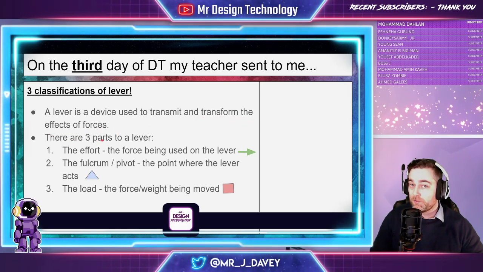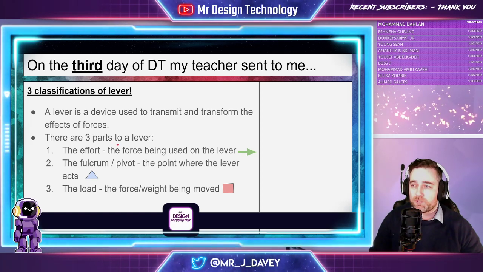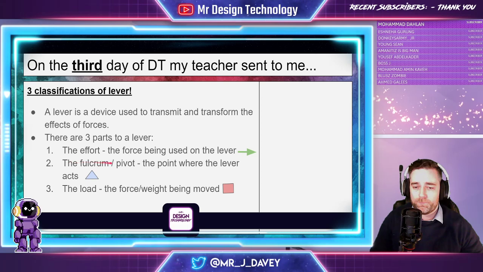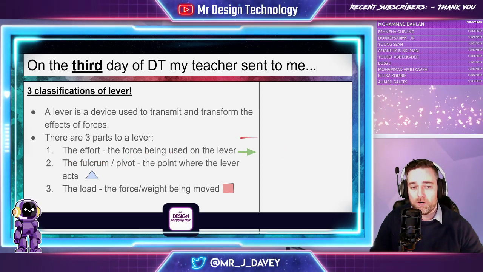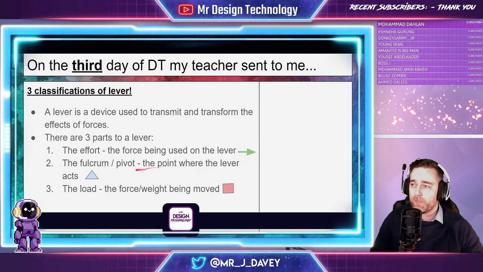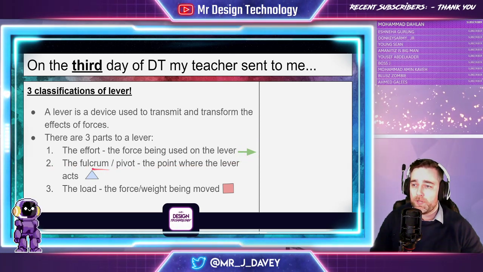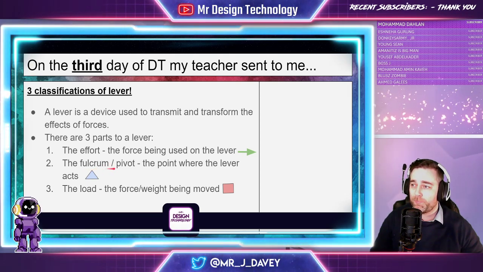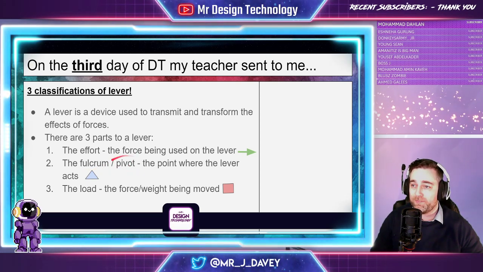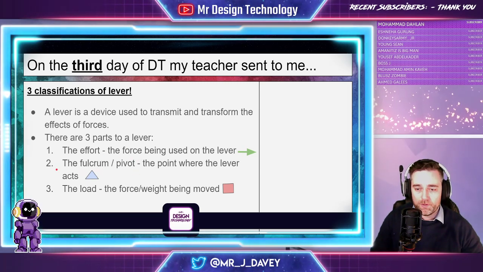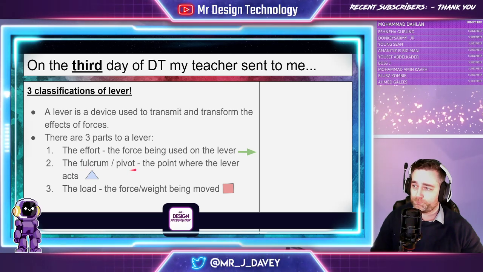There are 3 parts to a lever, not to distinguish the difference between the classifications, but we have the effort, number 1, which is the force being used on the lever, often shown as an arrow or a direction where the force is being applied. We have number 2, which is our fulcrum, which is a key term we need to revise. We need to remember that name, the fulcrum. It's basically called a pivot point. So you might recognise, oh, I know what a pivot point is, sir. Well, the technical term for that is a fulcrum.